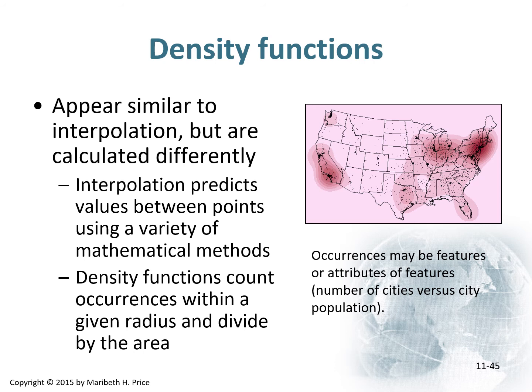It appears very similar to interpolation, but they are calculated very differently. Interpolation predicts values between points using one of those mathematical methods we just talked about, whereas density functions count occurrences within a given radius and then divide it by the area. So what does that mean?